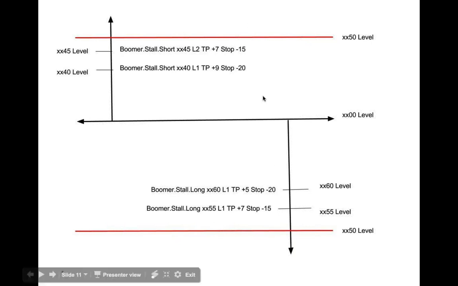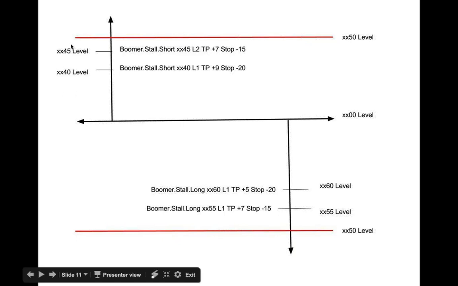In this particular strategy, if the price goes to 40, you sell, and then if it goes to 45, you sell again. And your total stop here is not the 50 level, it's actually the 60 level. You give yourself a little more breathing room, a little more time to survive the stop. The target on the first trade is 9. The target on the second trade is +7, which makes on the whole trade +9.